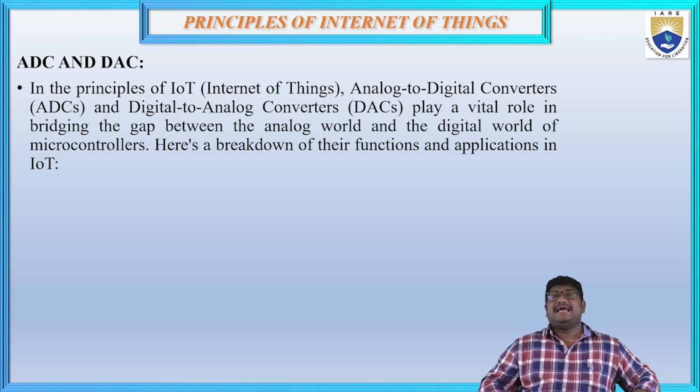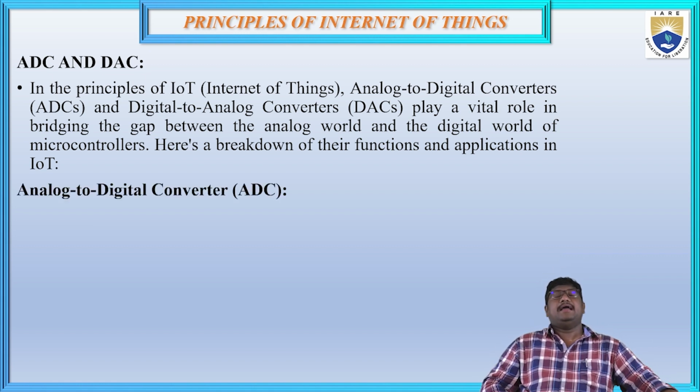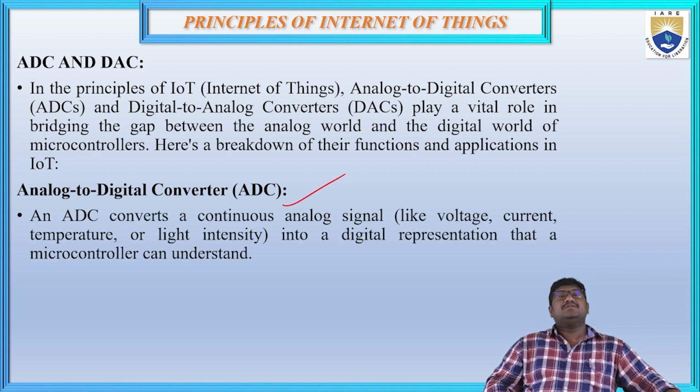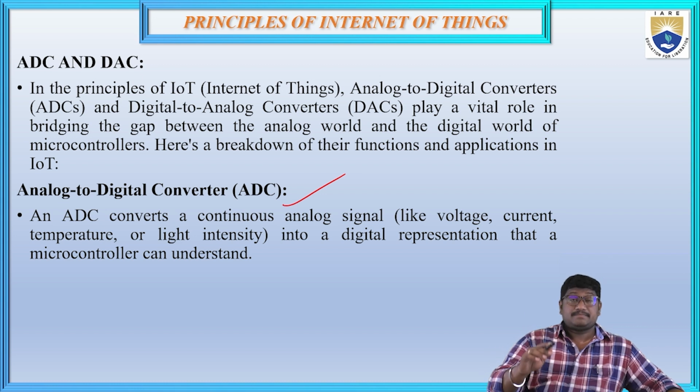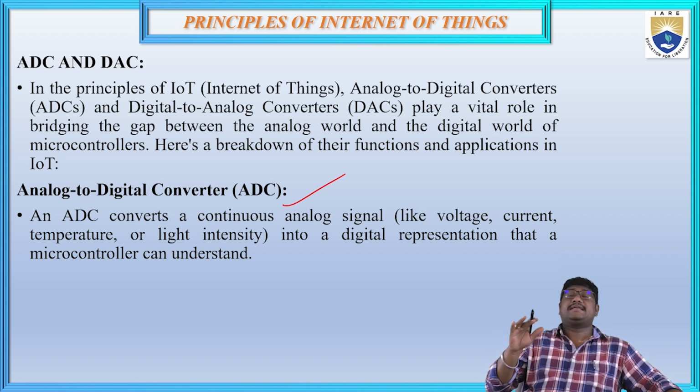What are the functions and applications in IoT? First, we discuss ADC, which is the analog to digital converter. In this analog to digital converter, we take a continuous analog signal. The signal can be in any form. Either the signal will be in the form of voltage, or current, or temperature, or light intensity. All these four can be called analog signals.